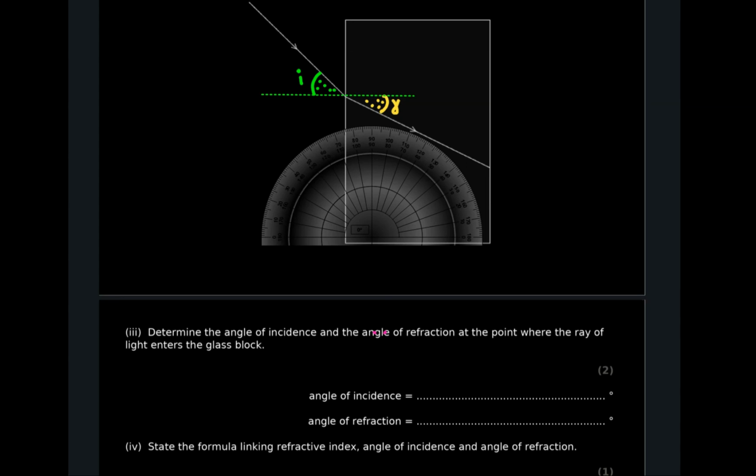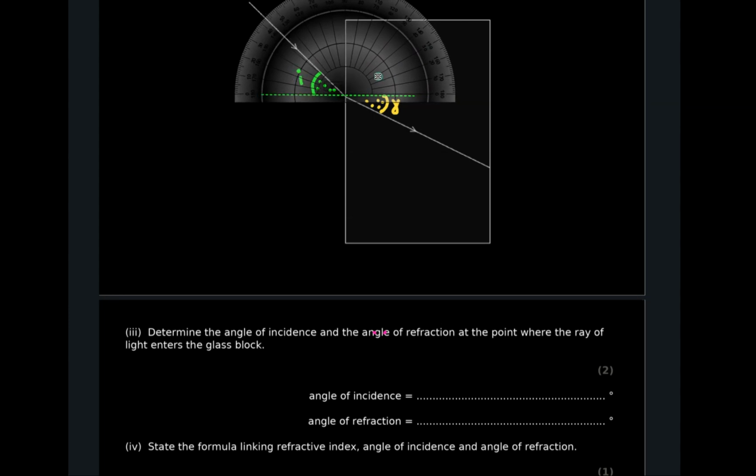Moving further, determine the angle of incidence and the angle of refraction at the point where the ray of light enters the glass block. So at this particular point, you are going to use the protractor to measure those angles, and this is how you are going to position your protractor. Angle of incidence is the angle between the normal and the incident ray. So at that particular point, if you look at it keenly, this angle is 43 degrees. 43 degrees.